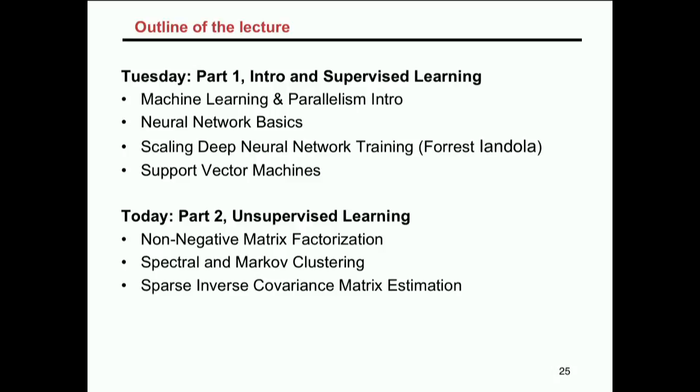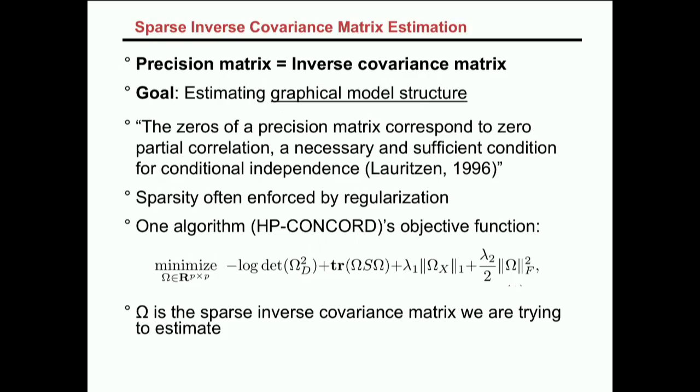Okay. I think I'm pretty much good on time. The last item I want to talk about on supervised learning is probably an application you won't find a lot in standard textbook machine learning. It's called sparse inverse covariance matrix estimation. Anyone heard about the term? Good. Maybe it's because it's a mouthful.